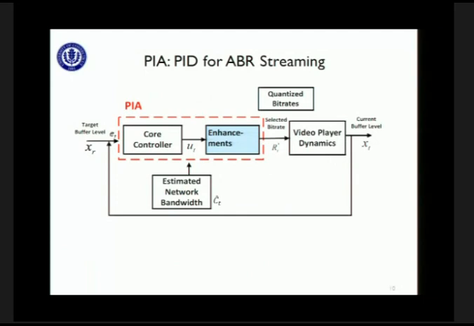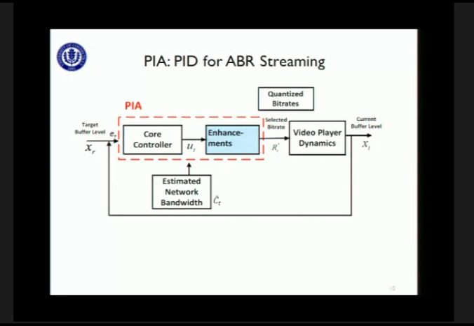So how does the PID work in our context? You start with the current buffer level, so you get your error signal. There's a core controller that gives me a control signal. And then these enhancements are going to take care of the errors in my estimated network bandwidth, and also looking ahead into the future, especially for the VBR. And we'll also figure out a way of changing my buffer level depending upon what is going to happen in the future. This is going to be a preview controller associated with this x(t).